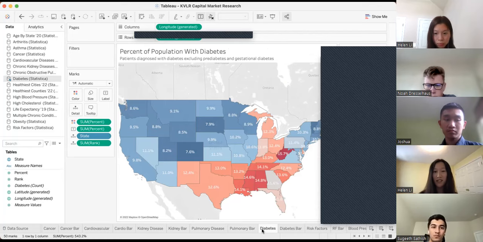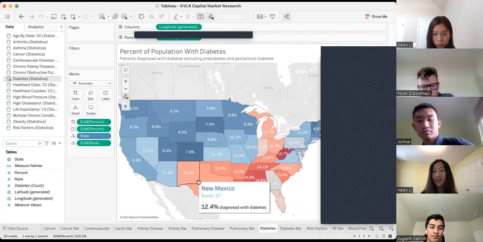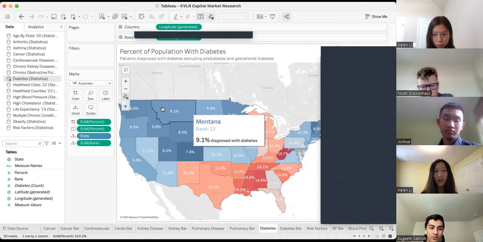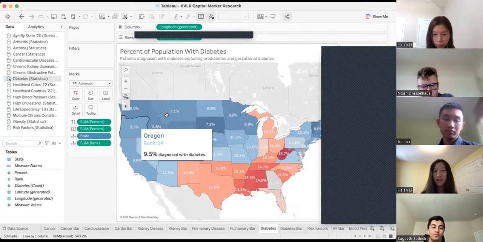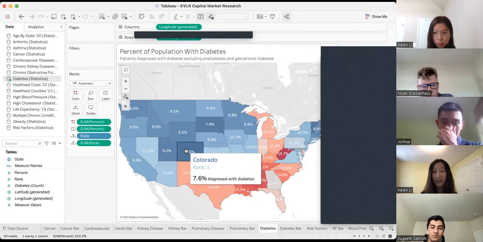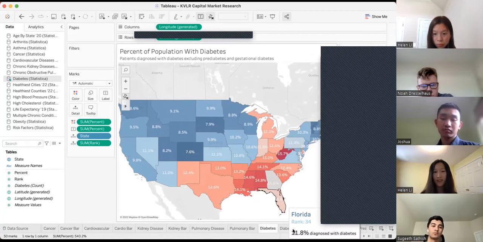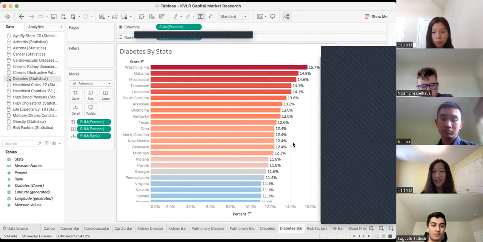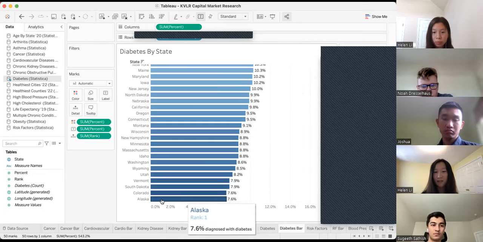And now moving on to diabetes. It's relatively high in areas such as Texas and in the south over here. And you can see the blue states show Washington, Oregon, Montana, California, especially Colorado, which is the healthiest state in terms of diabetes diagnoses. And here is the bar chart that visualizes diabetes by state. West Virginia has 15.7% of the population diagnosed with diabetes, as compared to Alaska, which only has 7.6%.